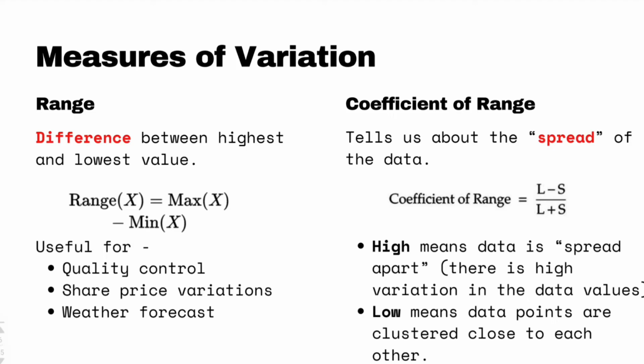Then let's talk about its relative measure, that is the coefficient of range. It tells us about the spread of data. That is, if it is a very high coefficient of range, then we should understand that there is high variation in the data values. And if it is low, it means the data points tend to cluster close to each other. That is what is meant.